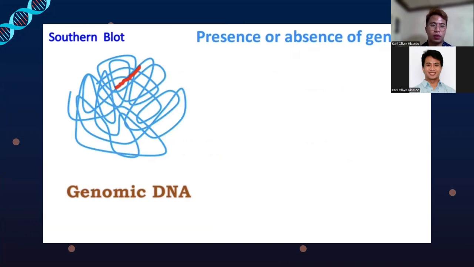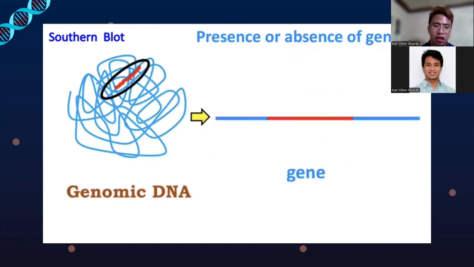So suppose we have here the genomic DNA. Our genomic DNA contains what we want to identify. Okay? And then, for the restriction digestion, we use a restriction enzyme to cut our desired gene. Okay?